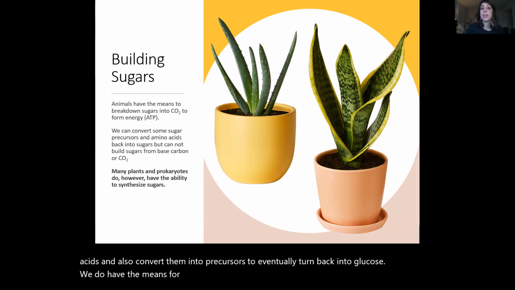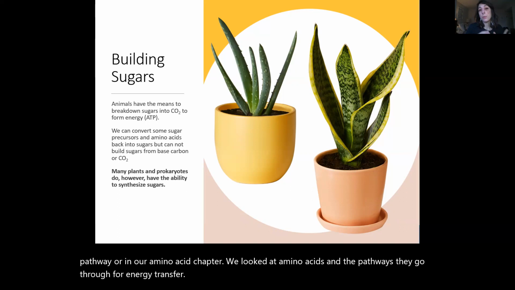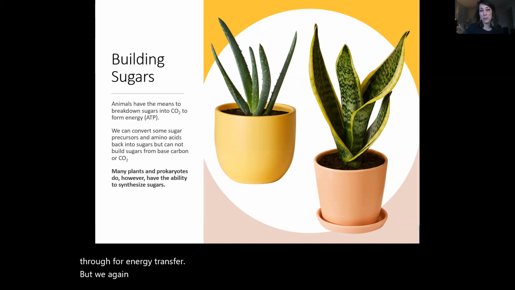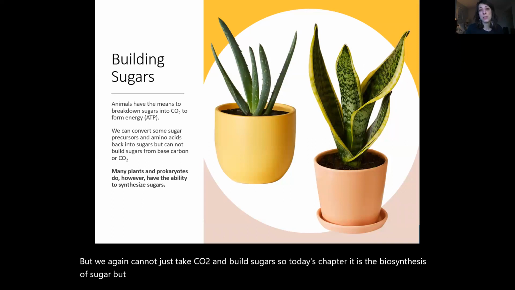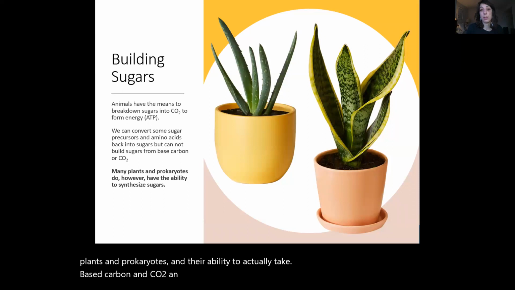And we talked about this in things like the pentose phosphate pathway, or in our amino acid chapter, where we looked at amino acids and the pathways they go through for energy transfer. But we, again, cannot just take CO2 and build sugars. So today's chapter, it is the biosynthesis of sugar, but we're actually going to be shifting gears and looking at other organisms, mainly plants and prokaryotes, and their ability to actually take base carbon and CO2 and build up sugars anabolically.